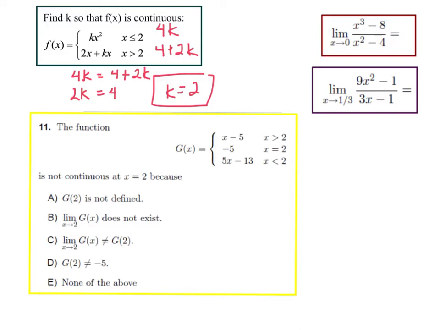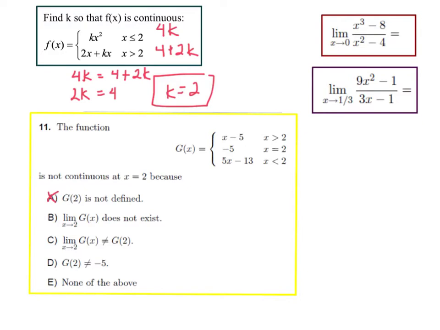Next, let's look at this. This is an old free multiple choice question from an AP exam. It says the function, it gives a piecewise function, is not continuous at x equals 2 because g of 2 is not defined. Well, g of 2 is defined. They tell me that g of 2 is negative 5. So that's out. Next, it says the limit does not exist.